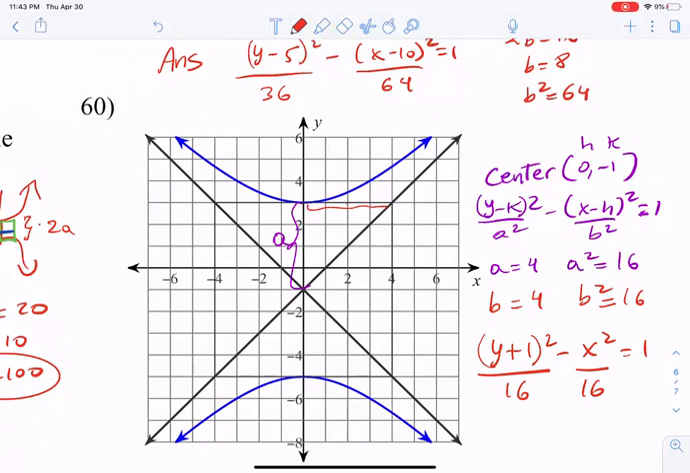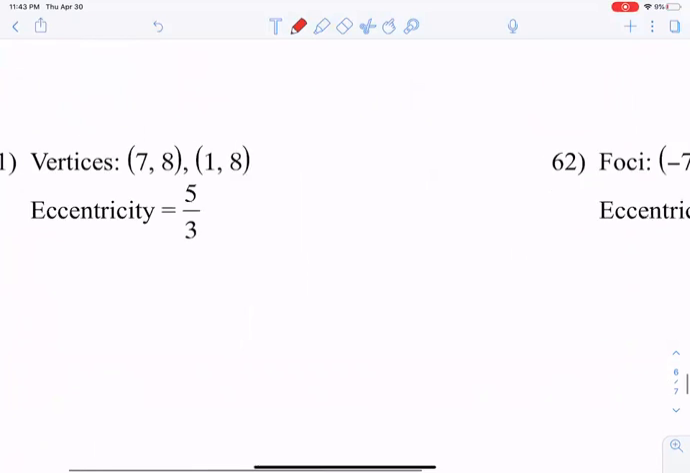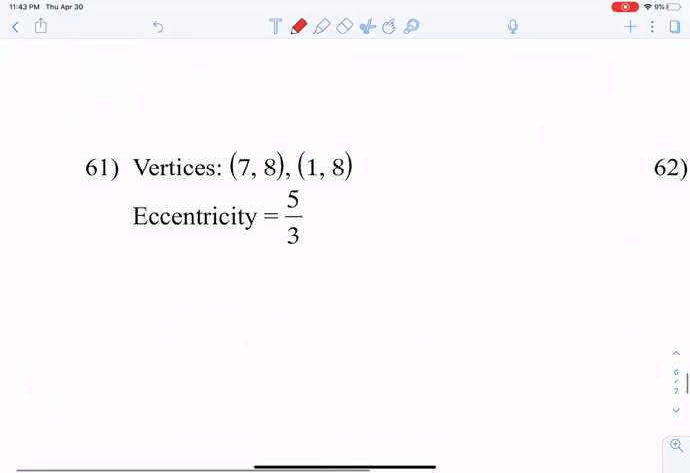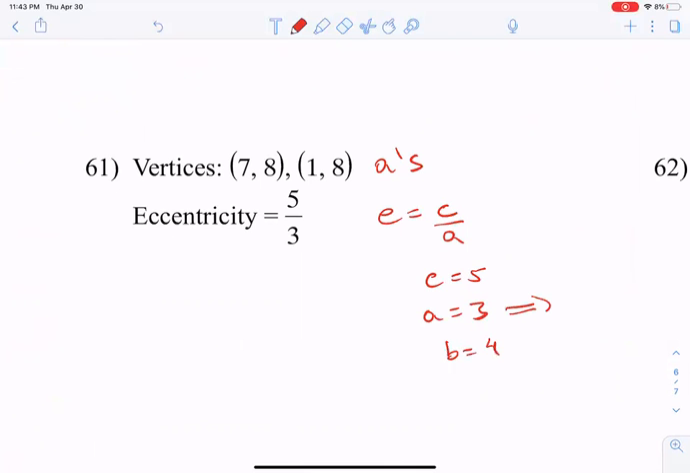So next problem, 61 and 62. And these are the last two. So the vertices are my a's, and then eccentricity is the same as the ellipse, so c over a. So c equals 5, a equals 3. That means b equals 4. That means that a squared is 9, and b squared is 16. And we have this. Now we need to find the a value. Well, we have the a value, so I don't need to worry about that. I need to find the center, and I'm done.